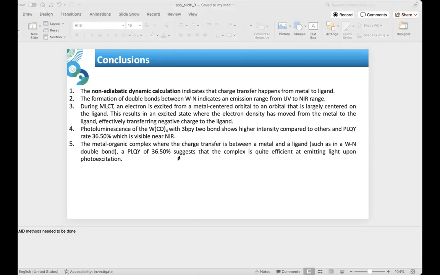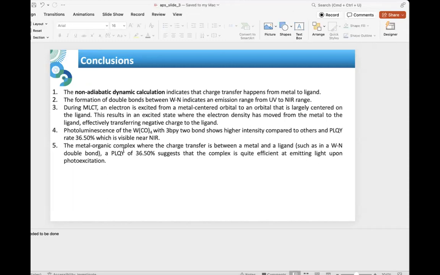And during the metal to ligand charge transfer, an electron is excited from a metal central orbital to an orbital that is largely centered on the ligand, and this result shows we are able to observe from the electronic density that it has moved from the metal to the ligand and effectively transferred a negative charge to the ligand. It's charge transfer from metal to ligand.